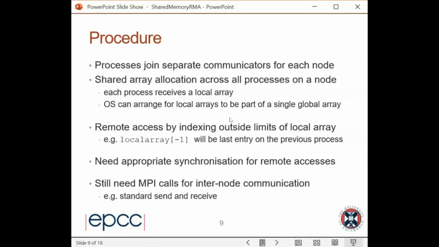Just like MPI plus OpenMP, we still need MPI calls for internode communication. So here you will have internode communication being done by sends and receives, but intranode communication being done by this slightly weird over or under indexing of arrays.